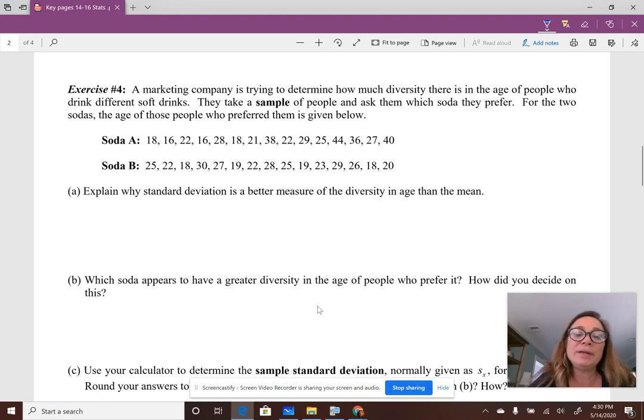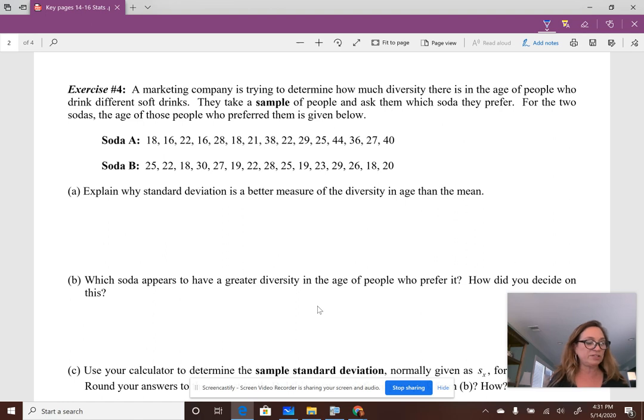A marketing company is trying to determine how much diversity there is in the age of people who drink different soft drinks. They take a sample of people and ask them which soda they prefer. For the 2 sodas, the age of the people who preferred them is given below. Okay, so you got 2 sodas and the ages of people that prefer them.